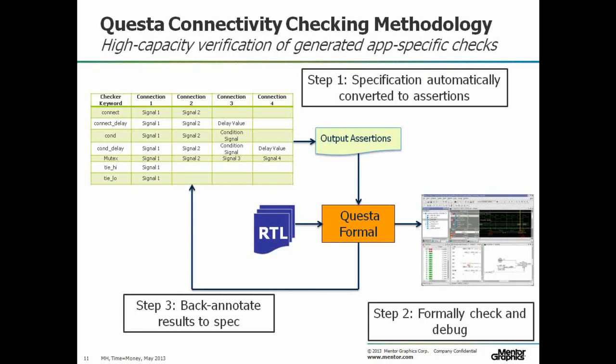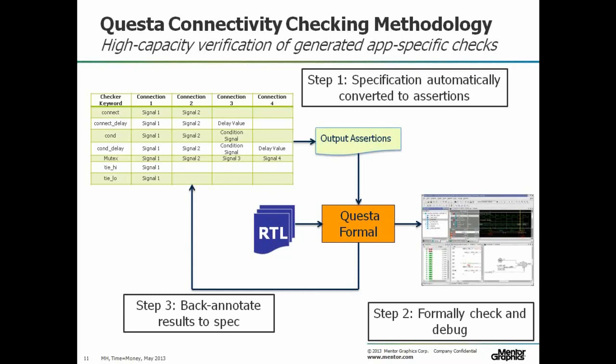formal, as James was talking about and a number of others, Ashish mentioned earlier, to do connectivity checking, exhaustive checking of the wiring of your SoC here. So this is formal at an SoC application. Often formal is run at block level. This is formal at a much larger level. But it's possible because of the typically simple nature of the properties themselves.